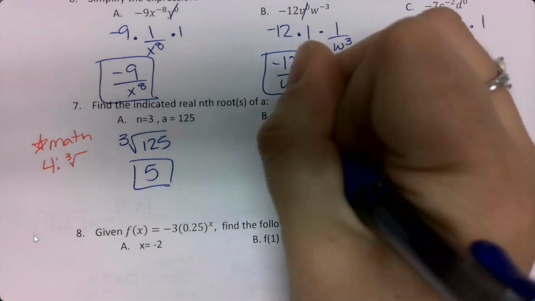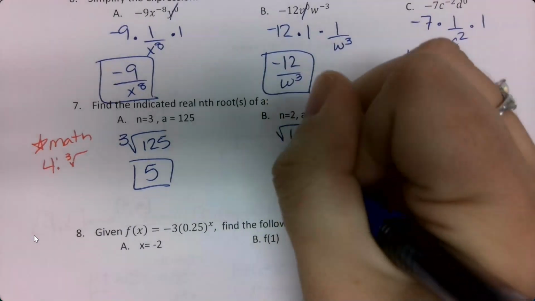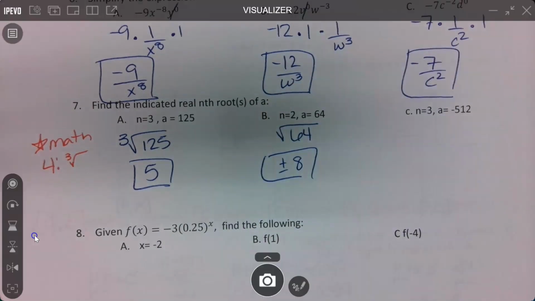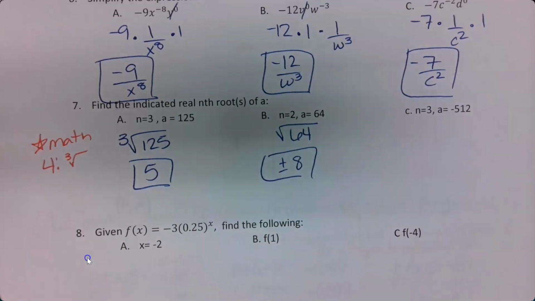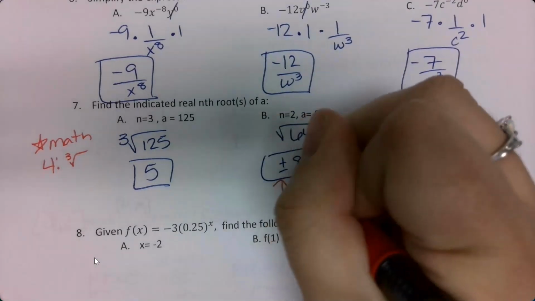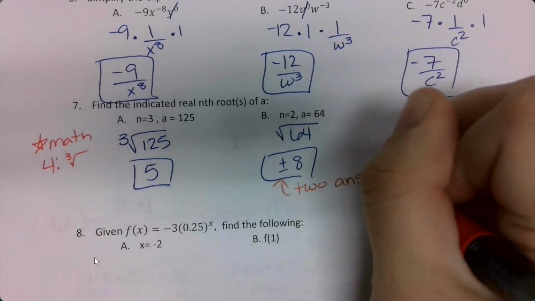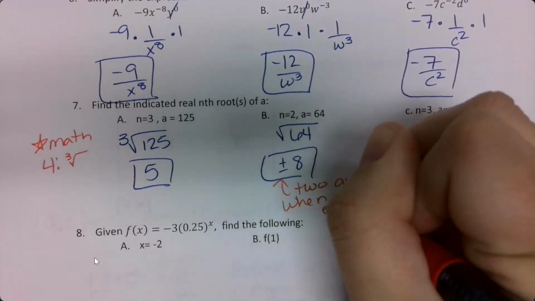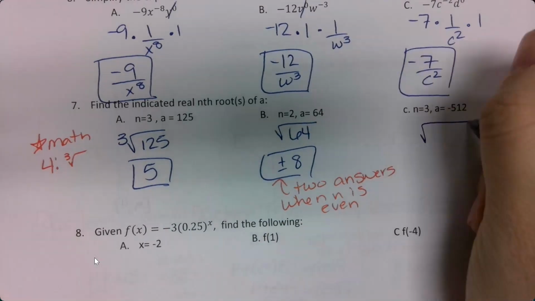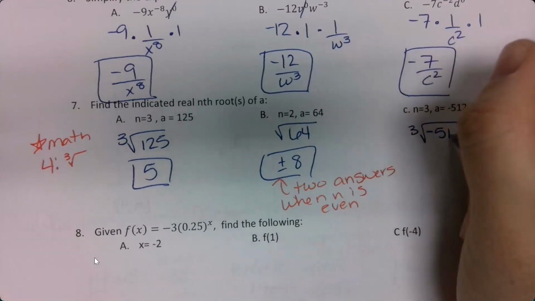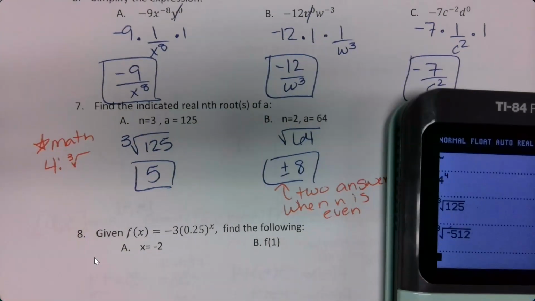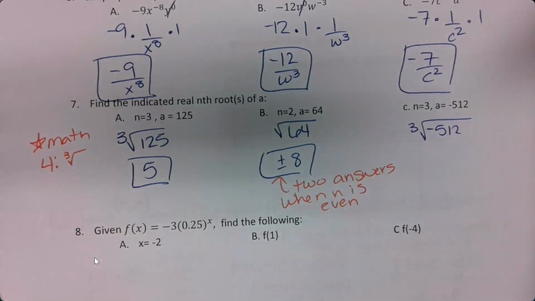On B, this is just the regular square root of 64, which is going to give me plus or minus 8. I have two answers when n is even. Okay, the last one I have is the cube root of negative 512. So again, this one I'm going to type in the calculator. Math 4, negative 512, which gives me negative 8.